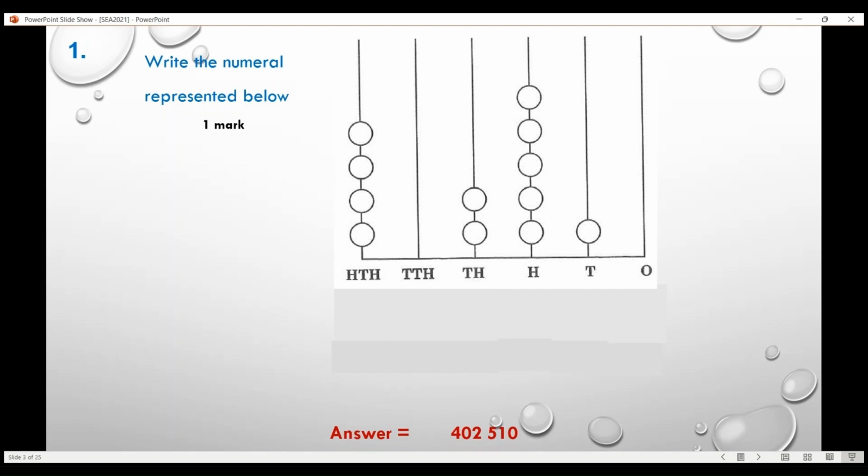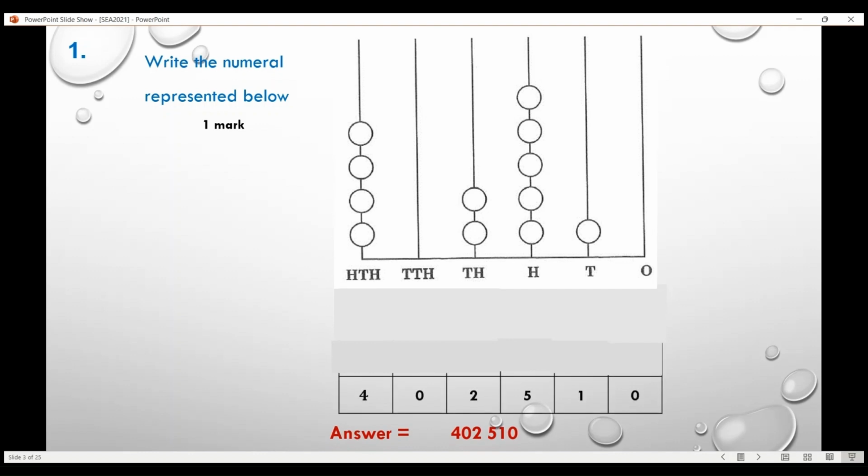402,510. Let's just be reminded, this is what it looks like for the 100,000, because there are 4 of those beans or balls to represent such. There's none for the 10,000, 2 for the 1,000, 5 for the 100, 1 for the 10, and 0 ones. If we think of putting the place value for them, we know that the 0 is under ones, the 1 will be under tens, the 5 will have a place value of hundreds.